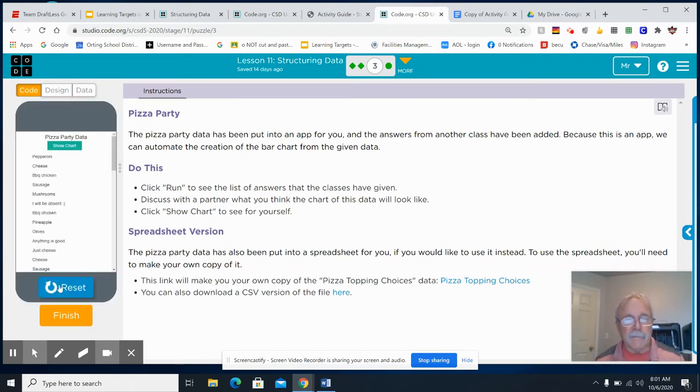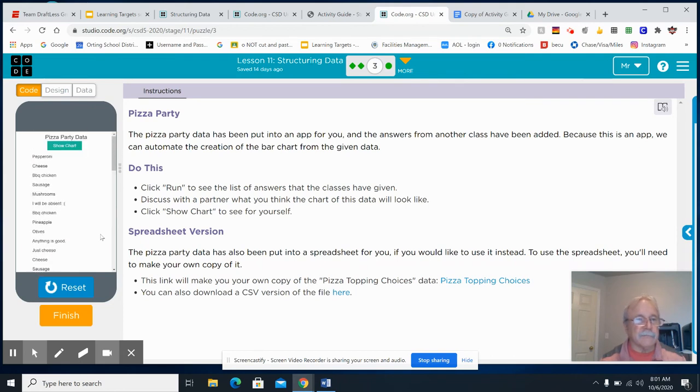There's our answers, okay? Discuss with a partner or discuss with yourself or whatever you want to do what you think the chart of the data will look like. Click Show Chart to see the actual chart for yourself. Okay, so there's our data. That's from 2 different classes.